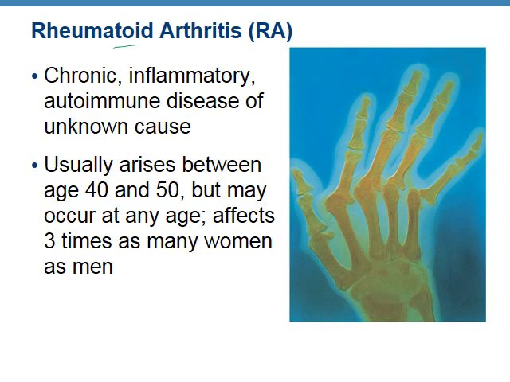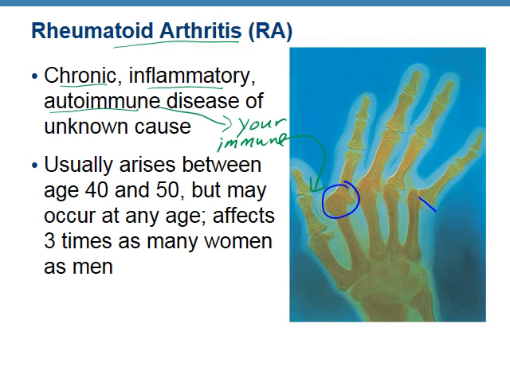You can see in this second type, this rheumatoid arthritis, this is chronic, ongoing. It's inflammatory, and it's an autoimmune disease. So basically, your immune system is attacking your joints. And let me change colors here so you can see. So remember, this is my metacarpophalangeal joint, my knuckle, and you can see that they've kind of been shifted. So it usually arises between 40 and 50, can occur at any age though, and women are 3 times more likely than men, and the cause is unknown.